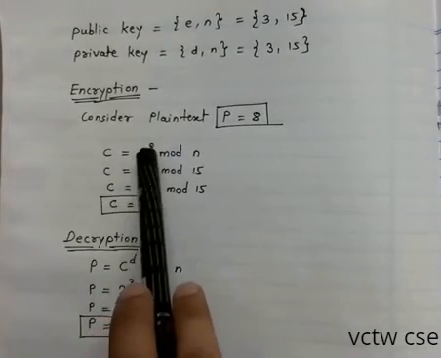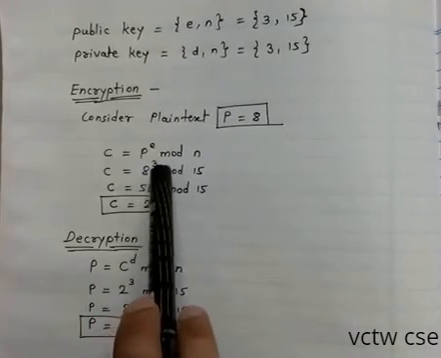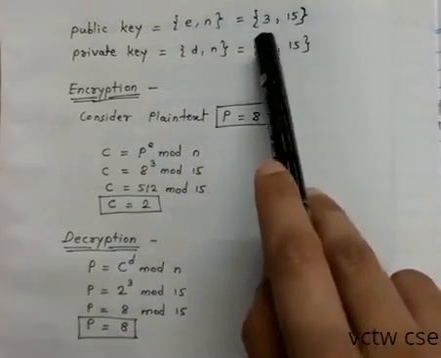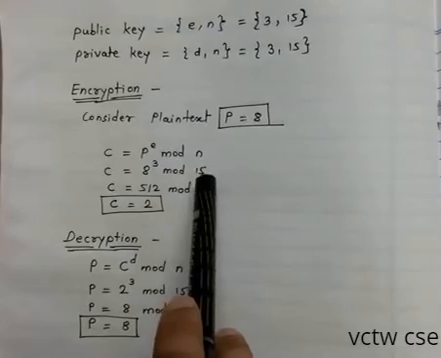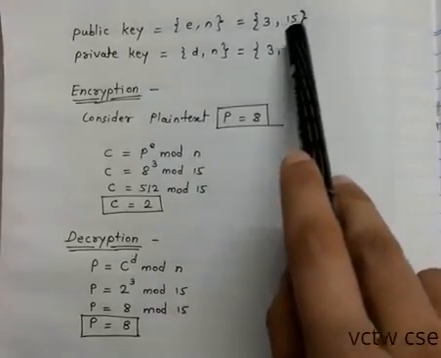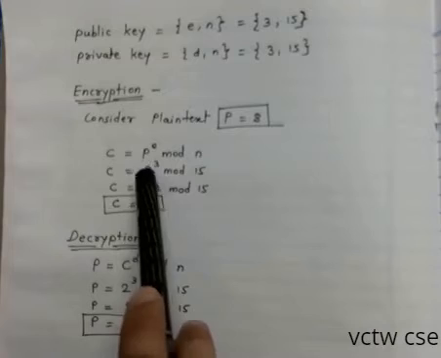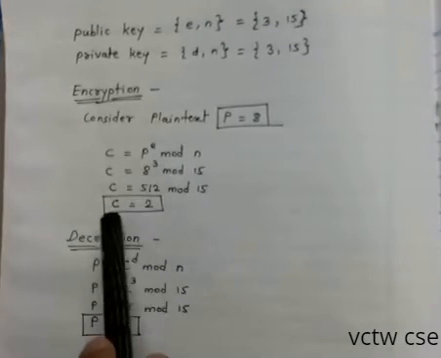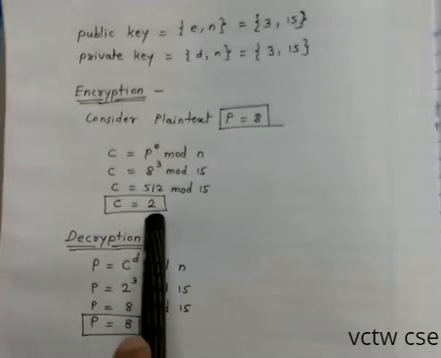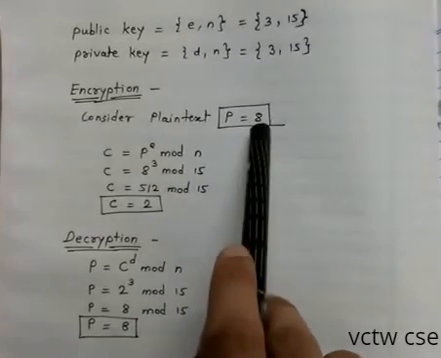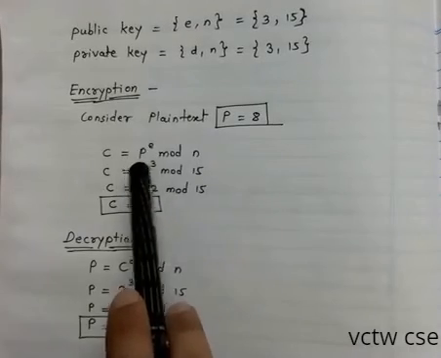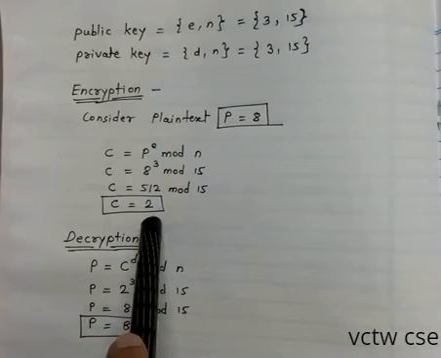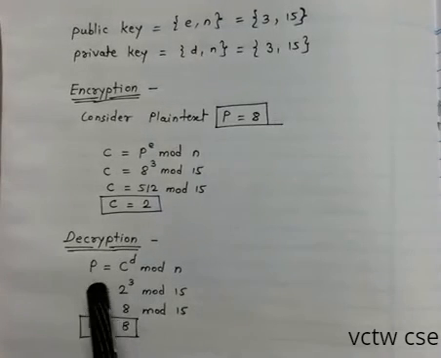So C is equal to plain text 8 raised to the value of E, that is the public key, which is 3, mod n. The value of n is 15. So 8 raised to 3 mod 15. So the ciphertext is 2. So the plain text is 8. After substituting the values in the formula, we got the ciphertext 2. And the next is decryption.